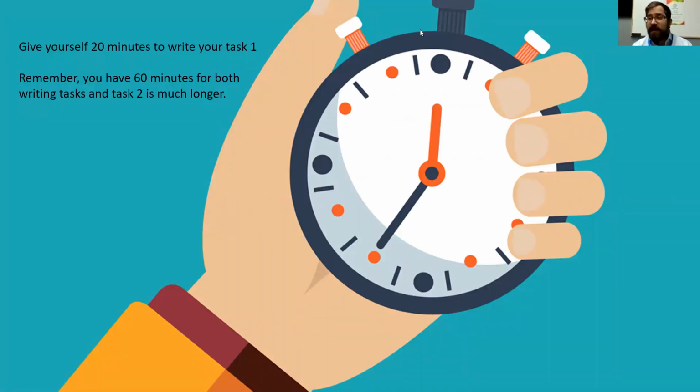You really need to be careful with your time on this, because when you do your whole writing, you have 60 minutes for both task 1 and task 2. And task 2 is a much more complicated thing to do, so you need to give yourself at least 40 minutes for that. That means for this task 1, you should really not take more than 20 minutes to do this, okay?